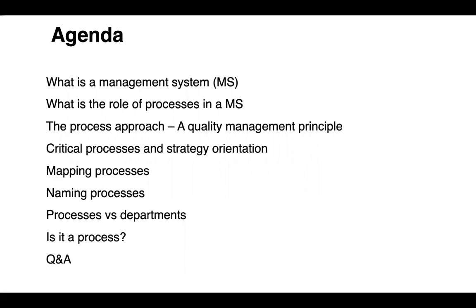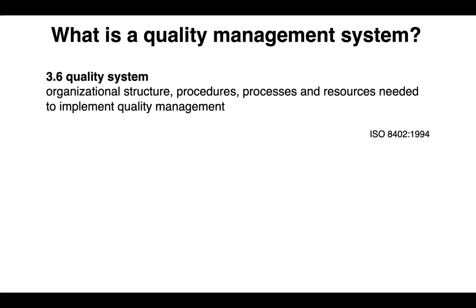Well, let's go. What is a management system? According to the American Society for Quality Glossary, a quality management system is defined as a formalized system that documents the structure, processes, procedures, and responsibilities for achieving effective quality management. I would say it's very similar to the old definition of quality system in the now outdated ISO 8402 from 1994, the old vocabulary standard.